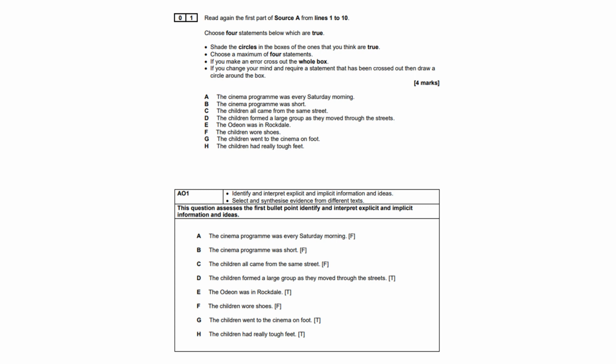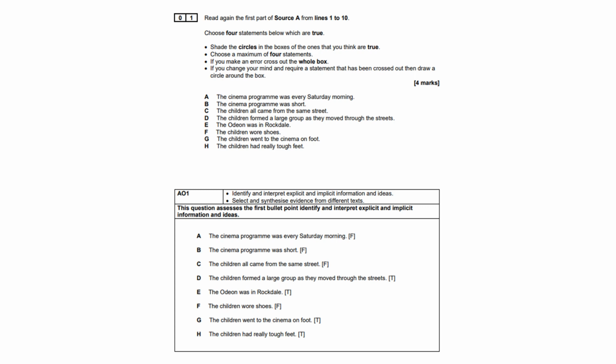Here is question 1. You have to choose 4 correct answers out of 8 statements. So the cinema programme was every Saturday morning. No, it was in the afternoon. That's false. The cinema programme was short. False. The children all came from the same street. False. The children formed a large group as they moved through the streets. True. The Odeon was in Rockdale.